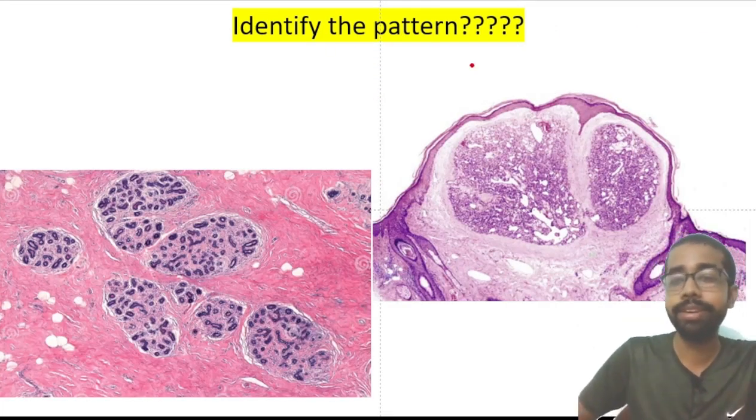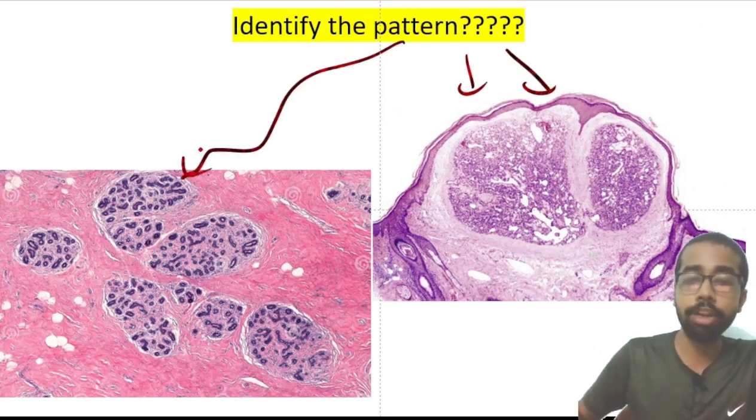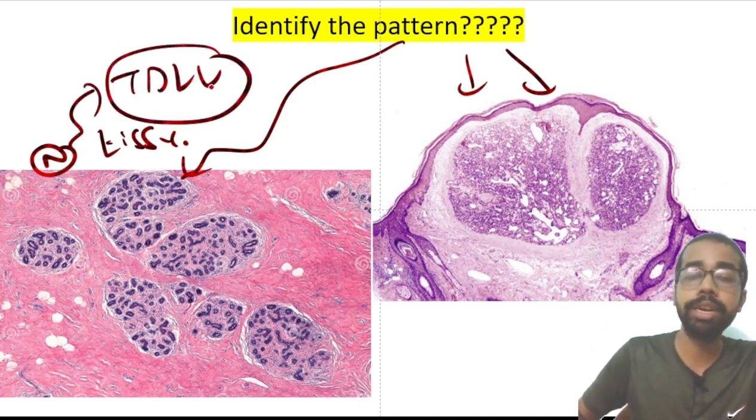Okay. What about this pattern? Even the name is quite classical, and it comes from this name. This is a normal tissue. Identify this normal tissue. What is this? Yes, it's fibrofatty glandular tissue. Nothing but a breast, and these are the TDLU, terminal duct lobular unit.